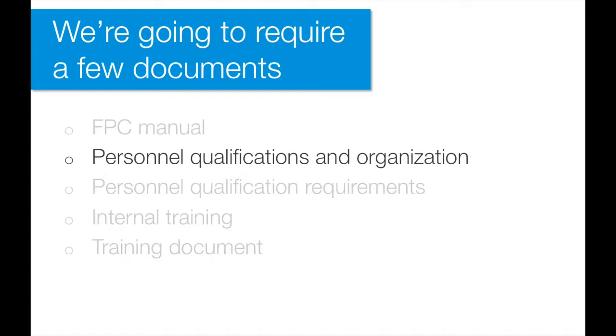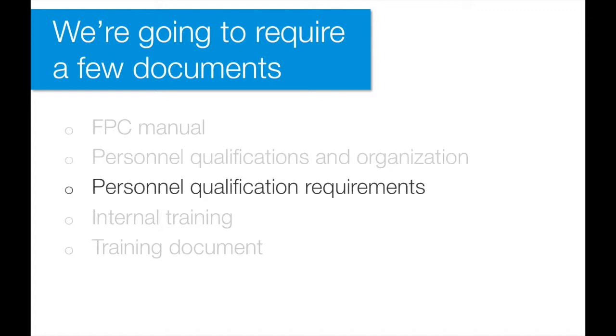The Personnel Qualification and Organization file is used, among other things, to define responsibilities in your company and to record your employees' job-related qualifications. After the FPC manual, this is the most important file when it comes to controlling your personnel. Personnel Qualification Requirements is used to define minimum task-related qualification requirements. Internal Training is used to record the one-on-one trainings that you might organize for your employees if you notice that their qualifications do not meet the minimum qualification requirements. The Training Document is used to record internal trainings that are organized for groups bigger than just one employee.